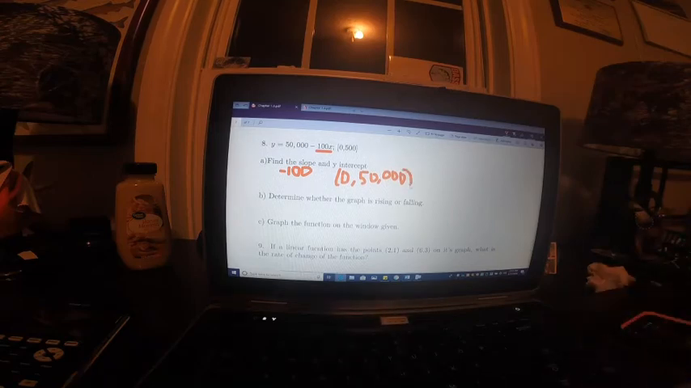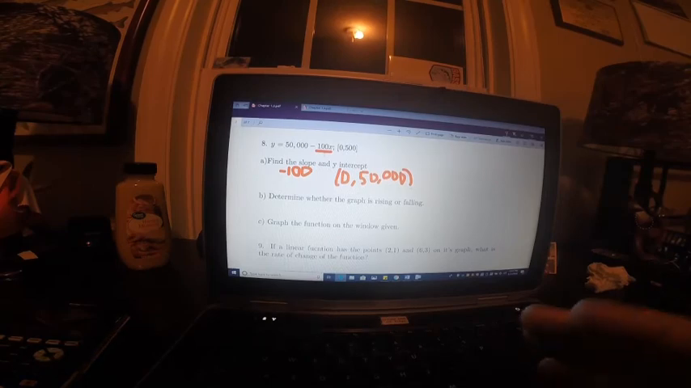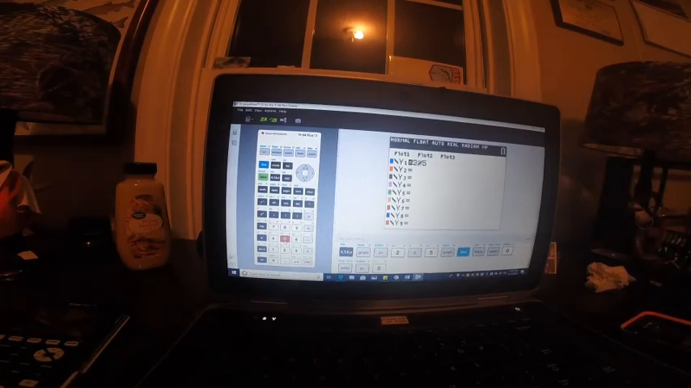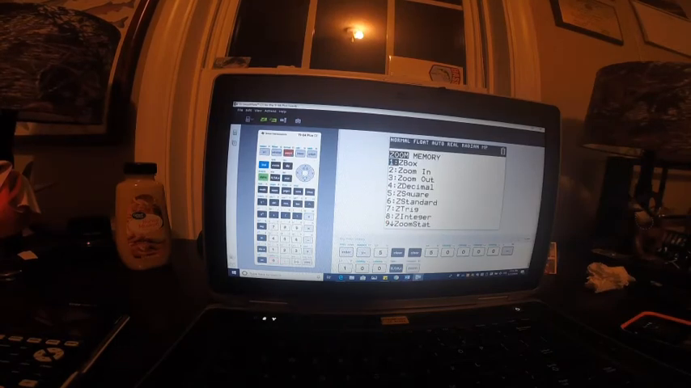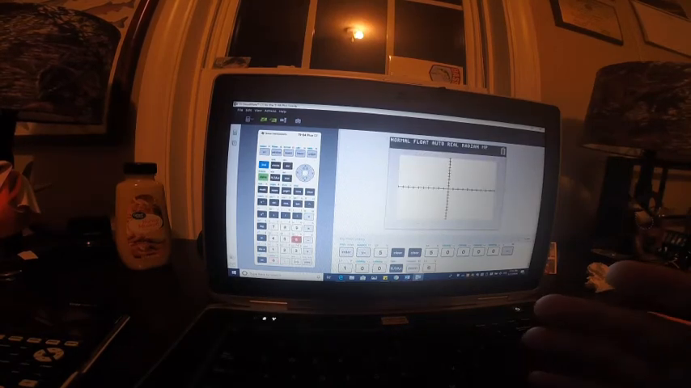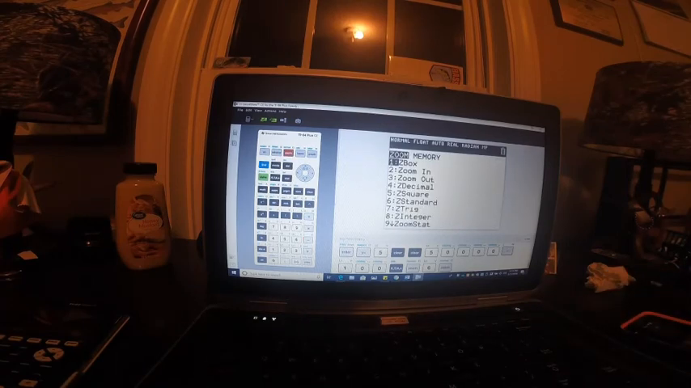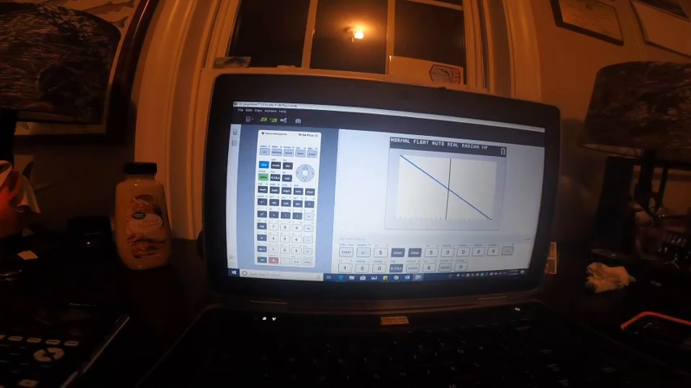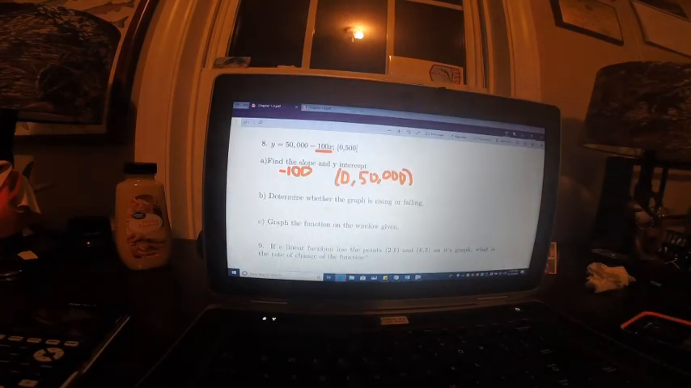Okay. Now B says determine whether the graph is rising or falling. If I've got a negative slope, it's falling. If you're not convinced, you can come over here, say y equals, let's clear it out, 50,000 minus 100x. Okay. If you do a standard zoom on this, you're probably not going to see much. You don't see anything. If you do a zoom fit, this is kind of what you see. You can see the graph falls. So you can answer your question with a zoom fit here. So it is falling.